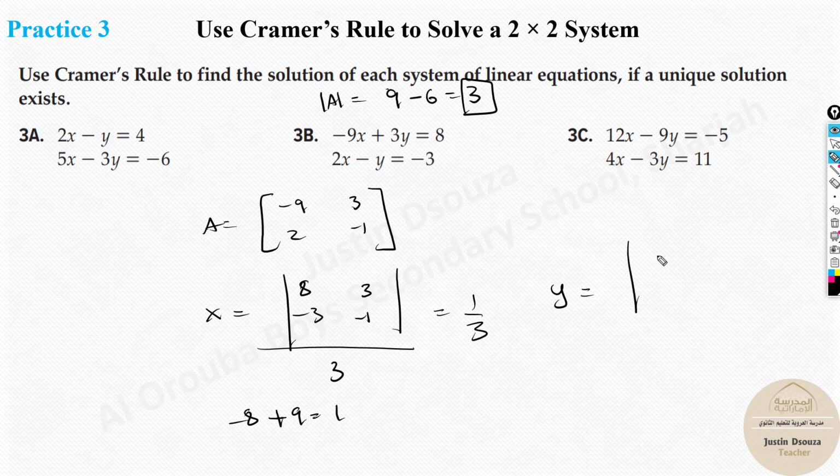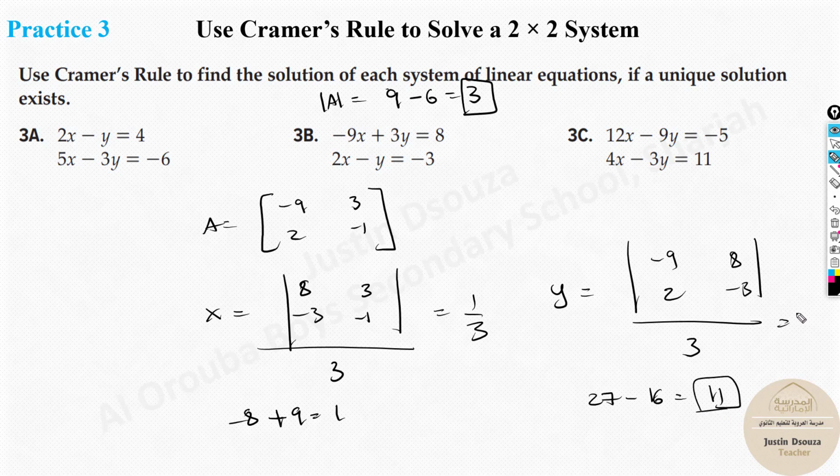And what about y? Y would be minus 9, 2, and over here 8 and negative 3, divided by 3. So now the determinant of this: 9 times 3 is 27, positive because of minus and minus, minus 16. It's 27 minus 16. Sorry, it's 11. 27 minus 16, yes, it's 11. 11 is the answer, so it'd be 11 by 3. So those are the solutions. You can see it's 1/3 and 11 by 3.